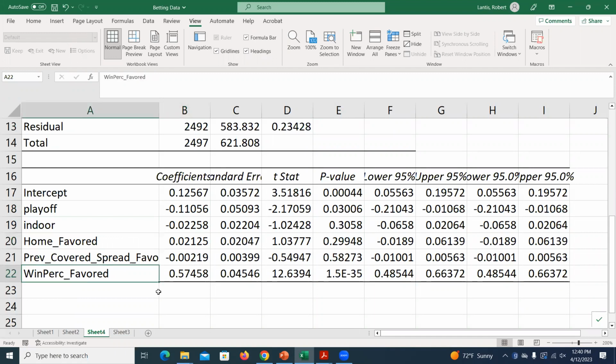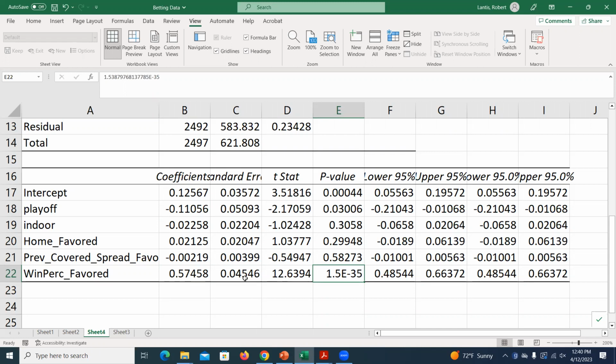But then the win percentage of the team that's favored actually has a positive effect on whether or not they cover the spread. And it is highly significant, right? Anytime we see these e-negatives, that means move the decimal that many places to the left. So this is essentially a p-value of 0. I can reject at any level I want here.